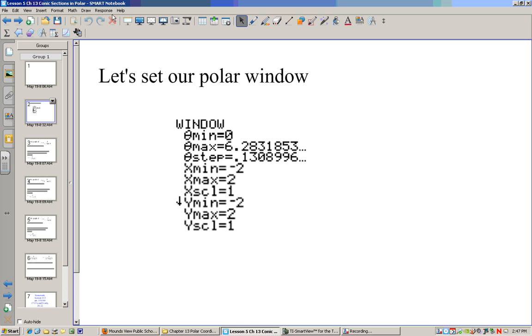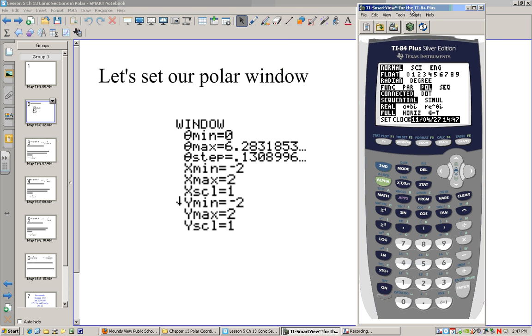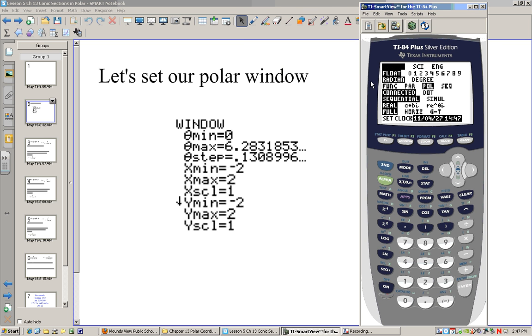Today we're going to learn more about conic sections. To start this off, we want to make sure that we're in polar coordinates. Today we're going to be in degrees, and let's move our window to these values: 0, 6.28, 0.13, and then x's go from -2 to 2, and y's are from -2 to 2 also.